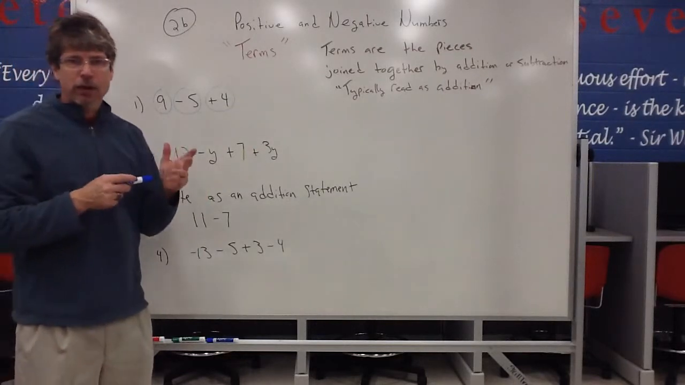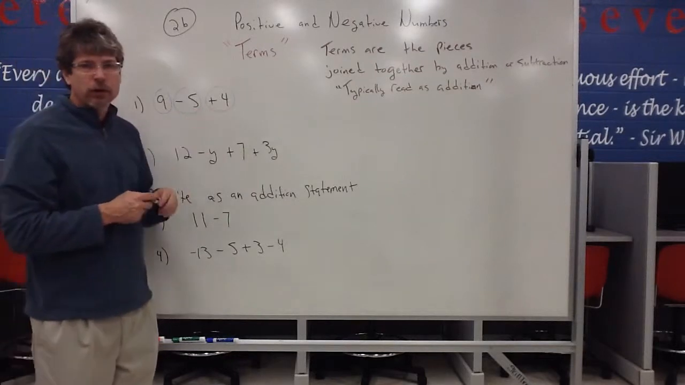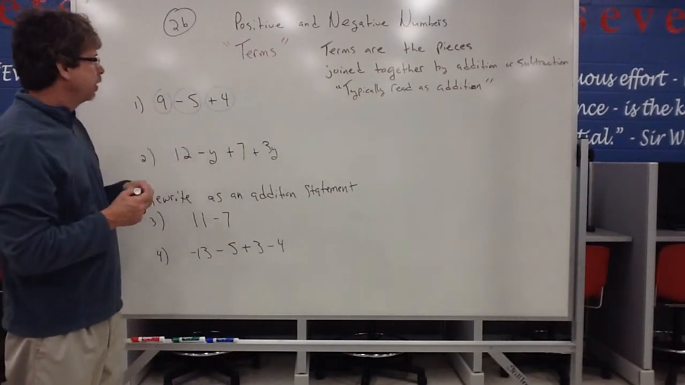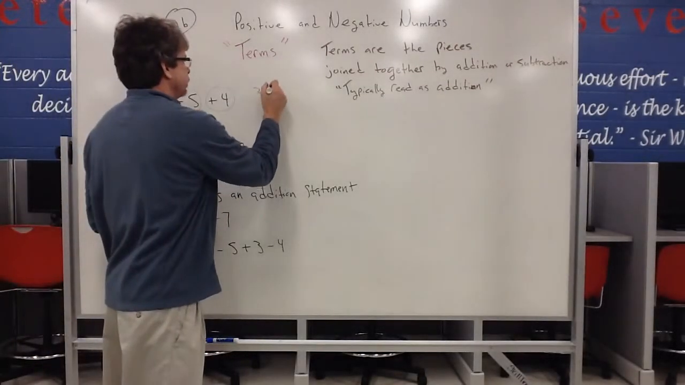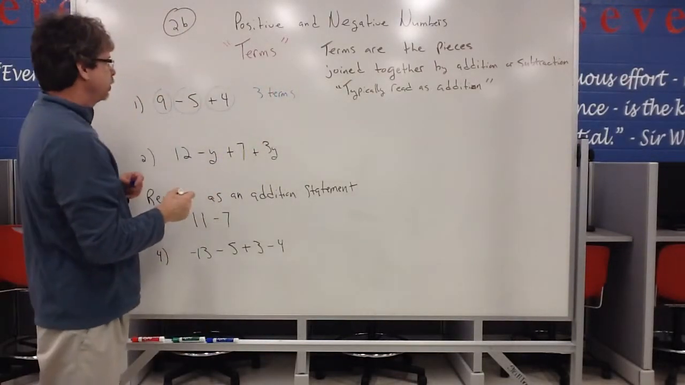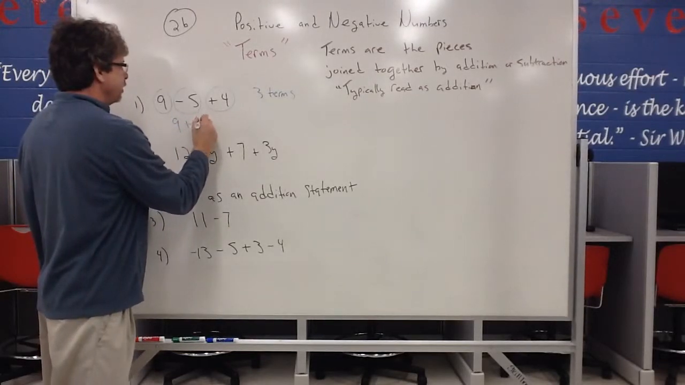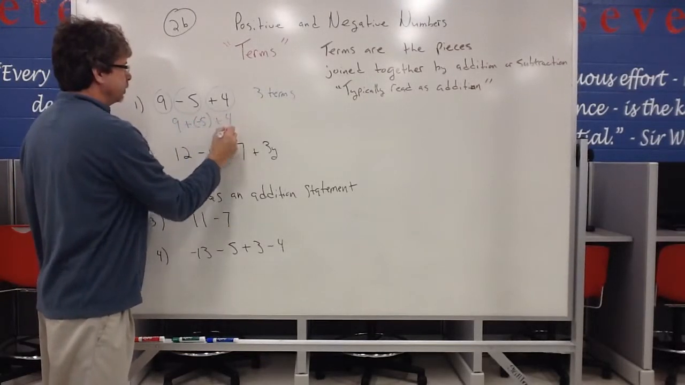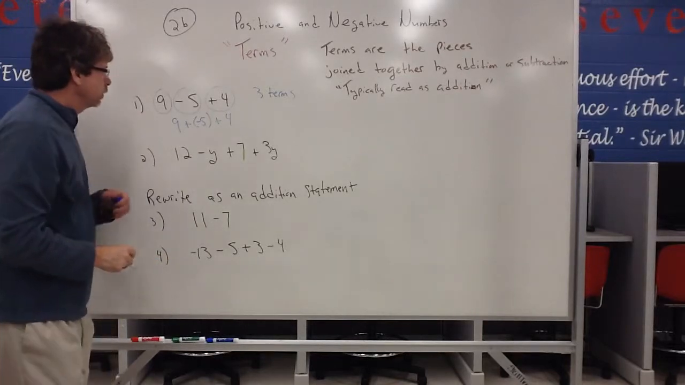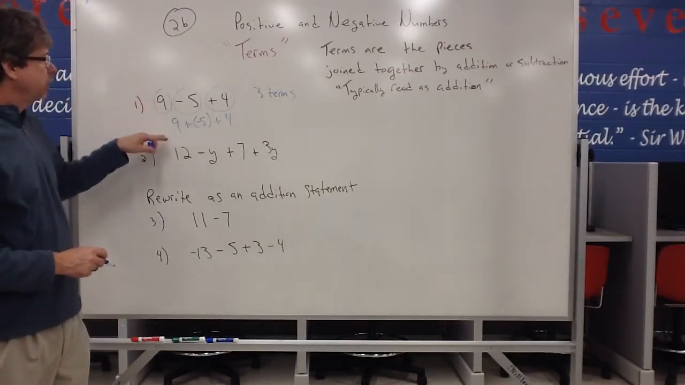You see how I said that word and? 9 and, negative 5 and 4. So what I'm seeing here, there are 3 terms. And I can join those together by addition. So I have a 9 and a negative 5 and a positive 4. So that's the way I can actually write that problem if I want to. So I can write it thinking of them as terms.